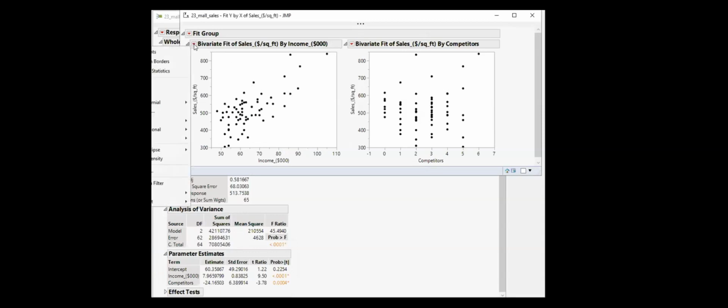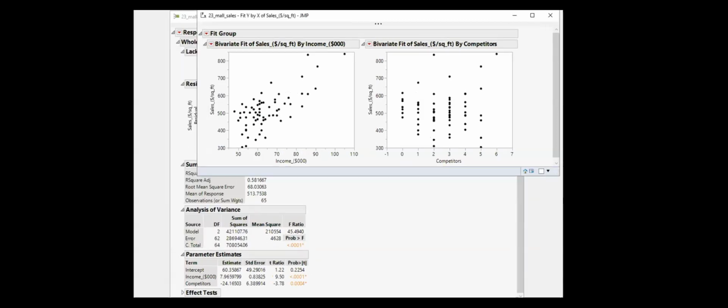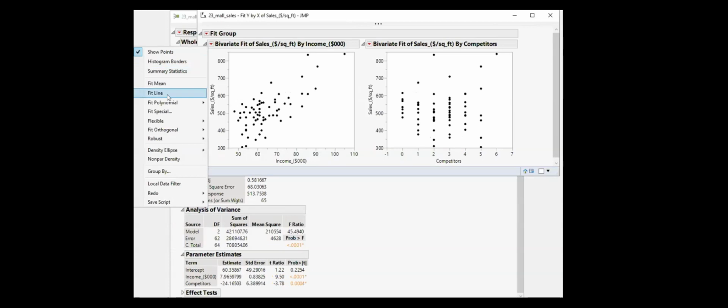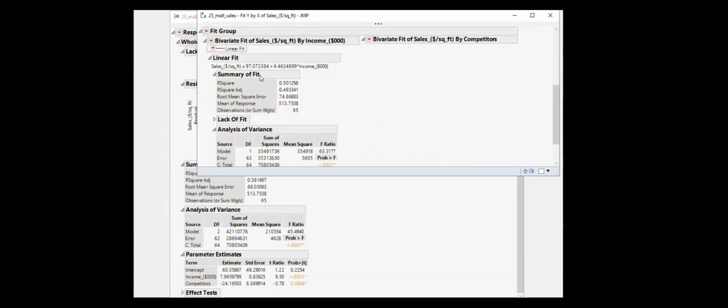let's get the fit line. Fit line. And look, 97 is the intercept now. 6.4 is the slope of the income. The slope of income here is 7.9. Here is 6.4. Why is that? Here, both explanatory variables are associated to sales at the same time, right? They're both in the model.